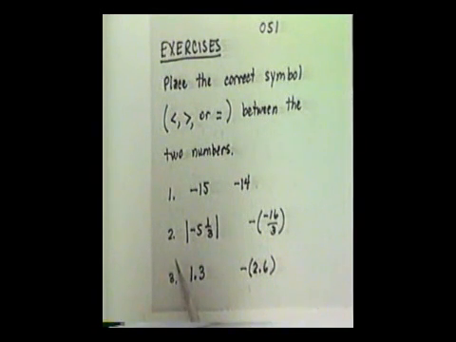For exercise 2, the 2 numbers are the absolute value of negative 5 1/3 and the opposite of negative 16/3. For exercise 3, 1 3/10 and the opposite of 2 6/10. Copy these 3 exercises, stop the tape, work the problems, and then turn the tape back on to check the answers.